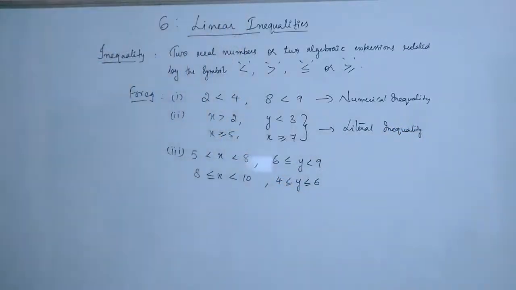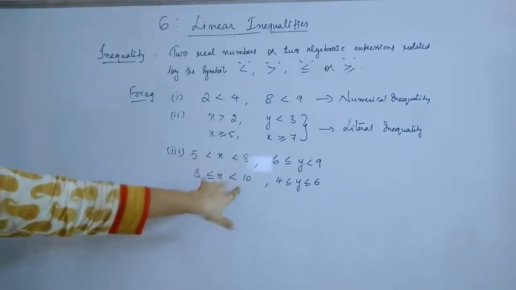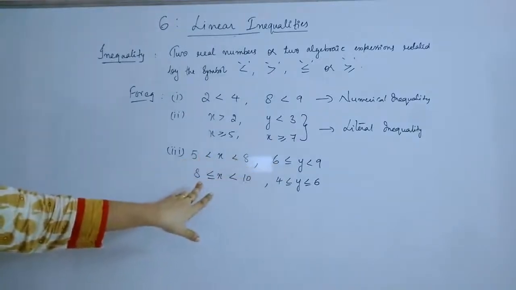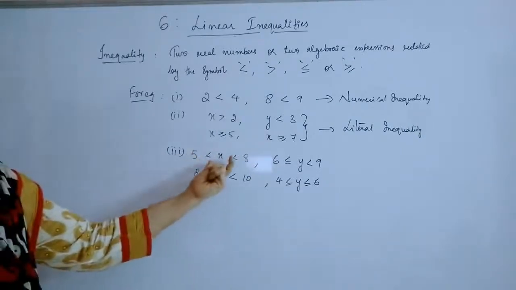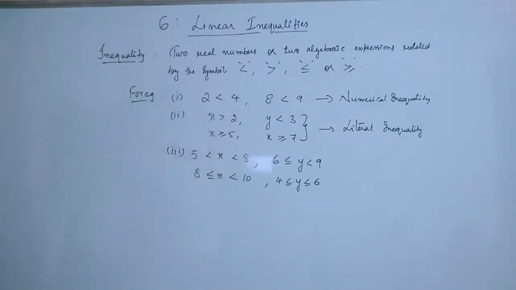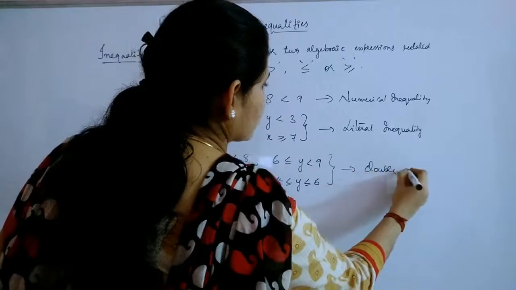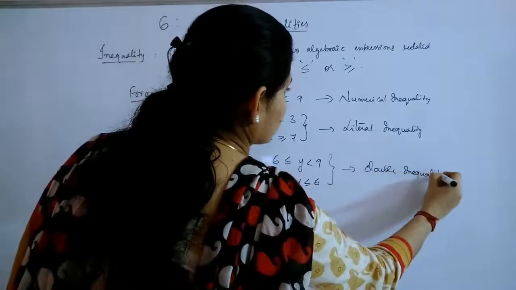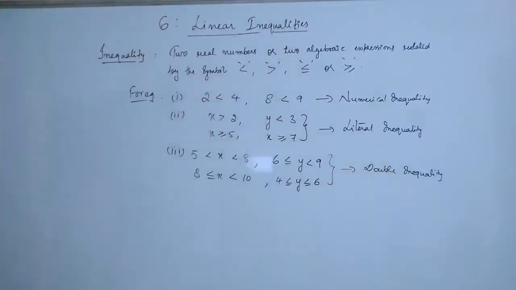And the third type which I have written is, you can see you have two inequalities in all the examples, with numbers as well as variables. So this type of inequality, in which you have two symbols involved, two inequalities involved, is known as double inequality. So these are your varieties of inequalities which have been given different names.